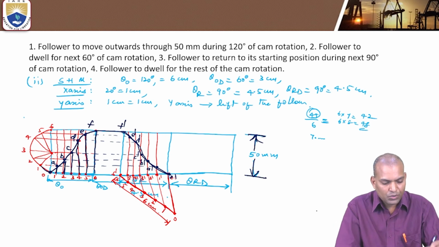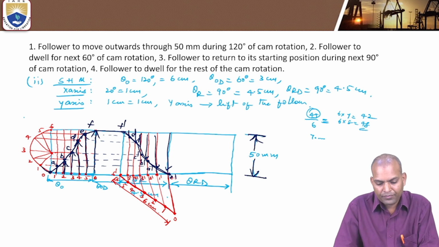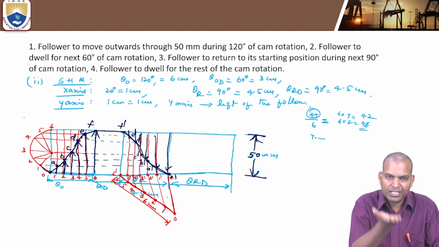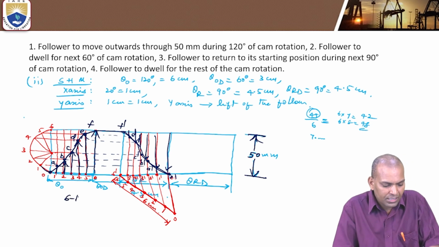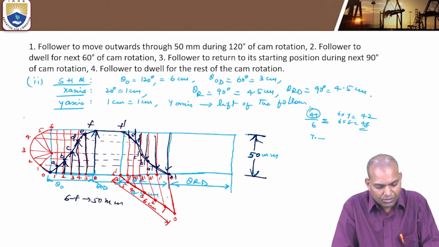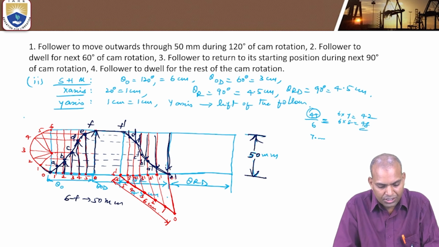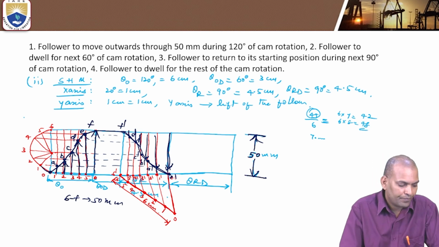Then after that it comes down. It comes down, this is the portion. So while rising and coming down, what is the maximum it comes back? 50 millimeters. Maximum it rises 50 millimeters. So the 6F is the distance. 6F is 50 millimeters. And also O dash to this point, you can take it. This is the distance. So this is for one revolution of the cam.